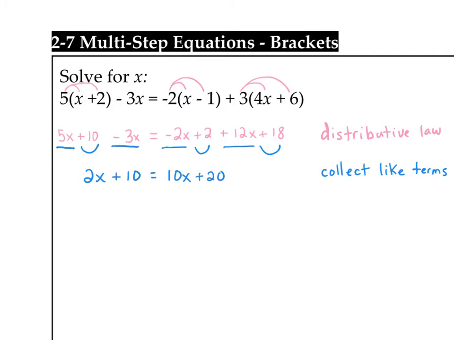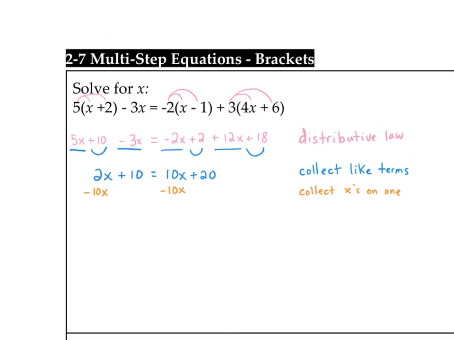The next step is to collect the x's on one side and the constants on the other. Typically, we collect the x's on the left, but you could collect the x's on the right. So if we wanted to collect the x's on the left, then that means we have to get rid of the x term that is on the right. So to get rid of 10x, the opposite is to subtract 10x. And then you have to subtract 10x on that side. So you're going to collect the x's on one side.